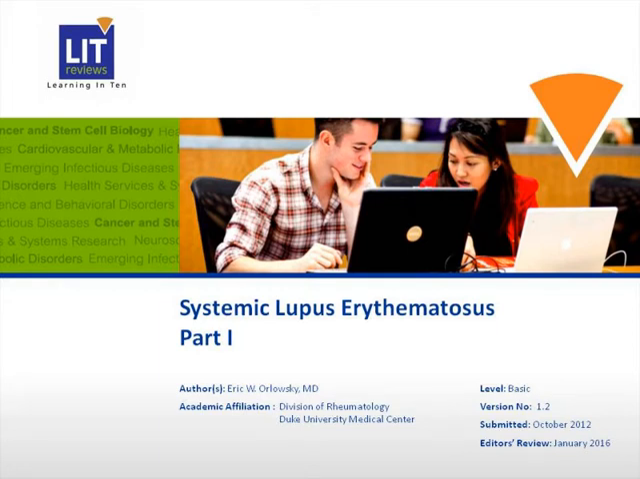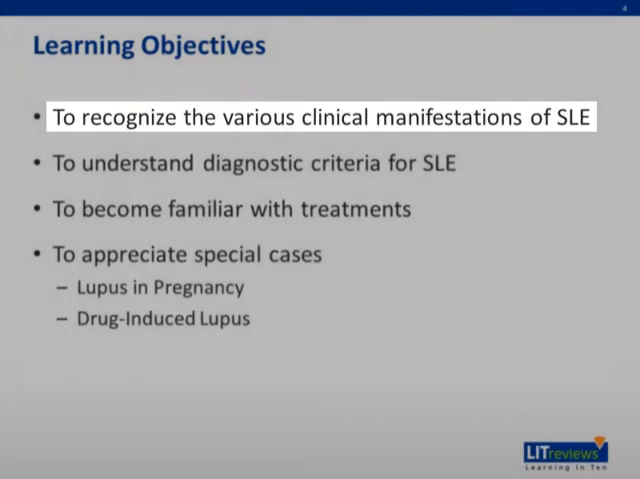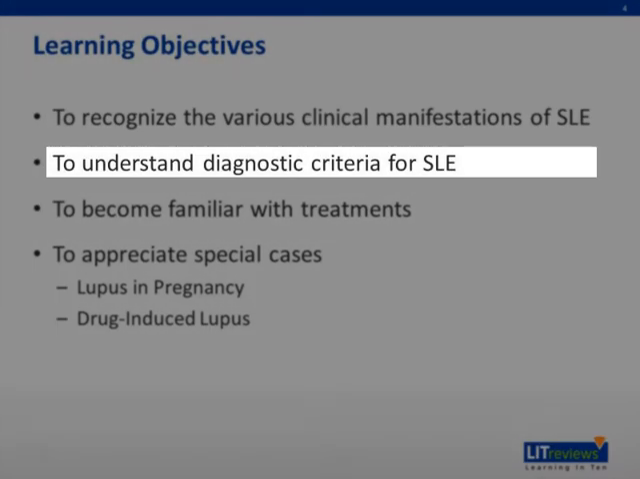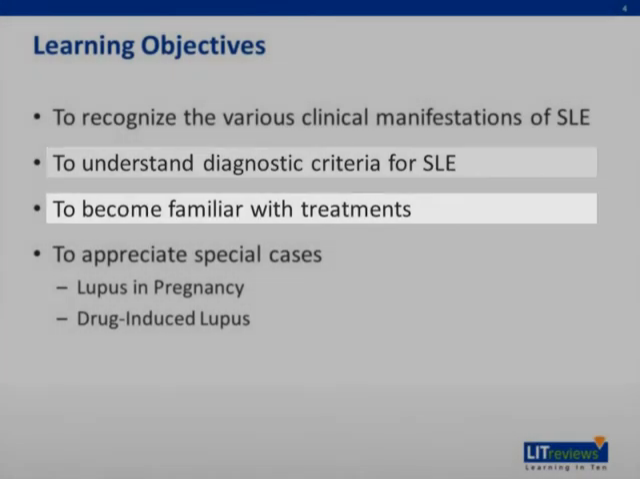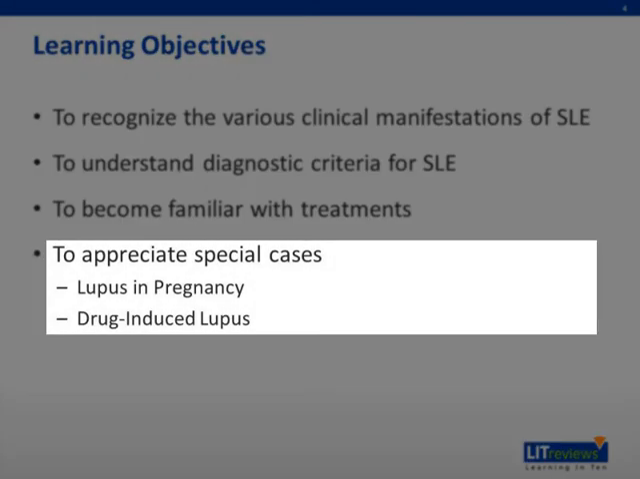Systemic Lupus Erythematosus, Part 1 of 2. Objectives. After listening to this two-part lecture, the learner should be able to recognize the various clinical manifestations of SLE, understand the diagnostic criteria, and briefly discuss potential treatments. Learners will also gain an understanding of some special clinical situations, such as neonatal lupus and drug-induced lupus.